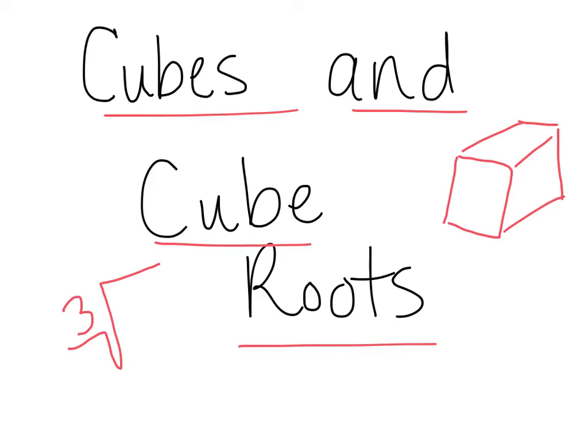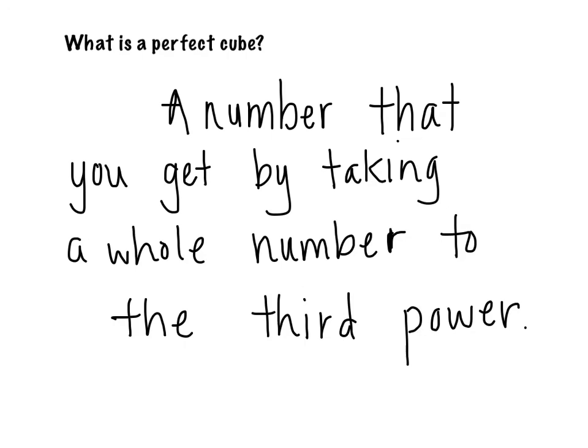Here's your review on cubes and cube roots. So what is a perfect cube? A perfect cube is a number that you get when you take a whole number and raise it to the third power. So you take that number, such as 3, and you multiply it by itself, and then you multiply it by itself again. In this case, it is 27. 3 to the third power is 27.